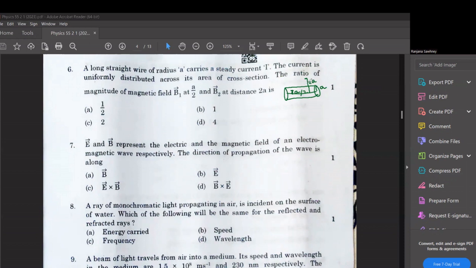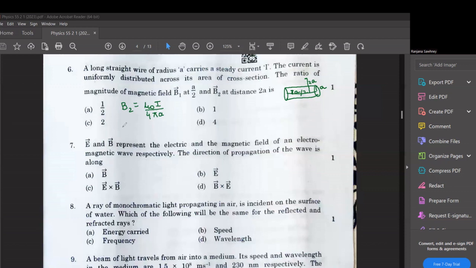Now here, first you will find out B2 and B1. First let's find out B2. The magnetic field outside due to a long current carrying wire we know is equal to, B2 is equal to mu naught I upon 2 pi r. Here r is how much? 2A. So mu naught I upon 2 pi into 2A. So it will be mu naught I upon 4 pi A. So outside B2 is given by this.